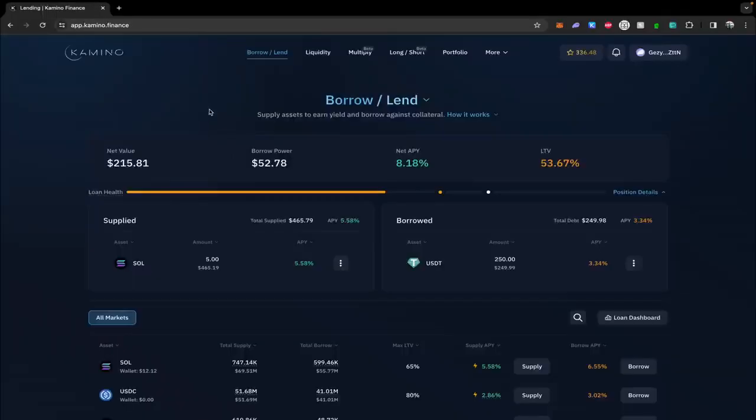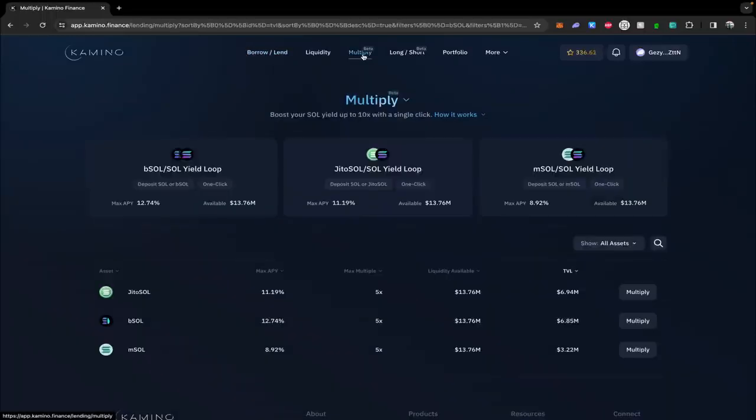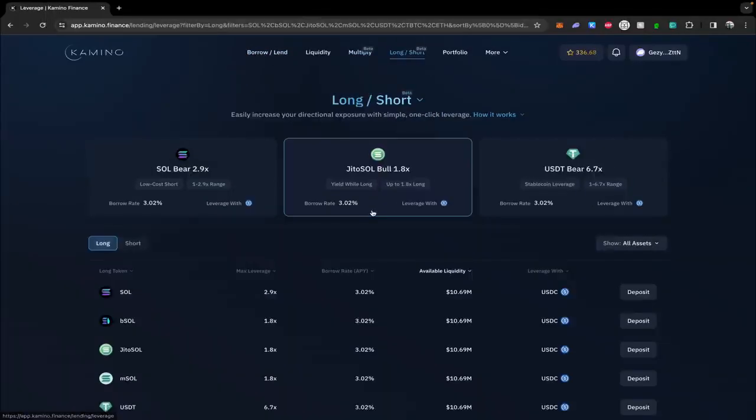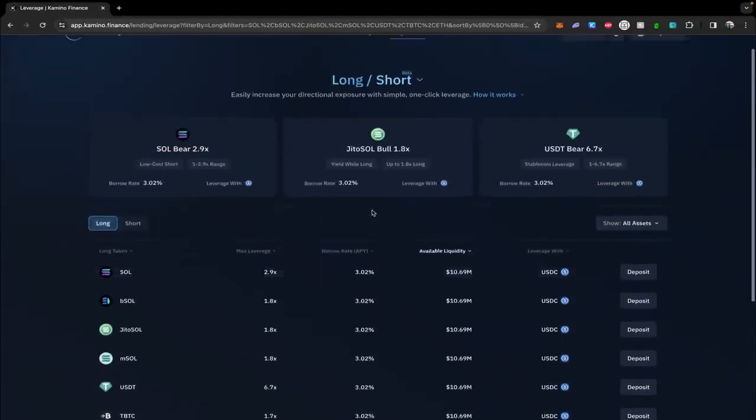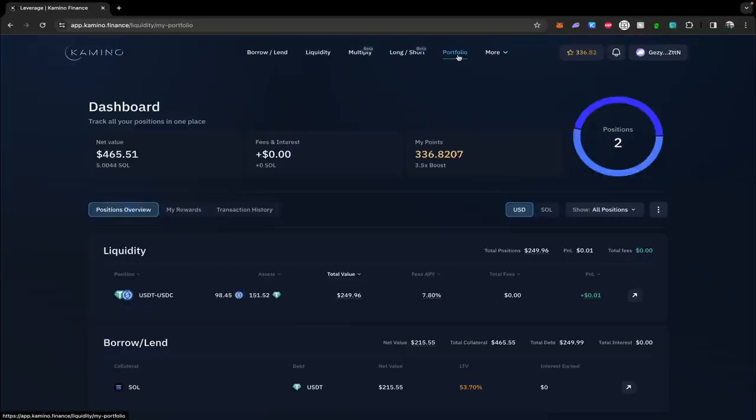Now, as I've mentioned, there are definitely ways to earn more points for those who want to take on more risk, especially with the multiply and leverage features, and that's something that you can explore at your own discretion. But for me, this is enough. To summarize exactly what we are earning here, we are earning 3 points for every dollar worth of SOL supplied, 5 points for every dollar worth of USDT supplied, and 1 point for every dollar worth of USDT we have supplied in the USDC USDT liquidity pool.